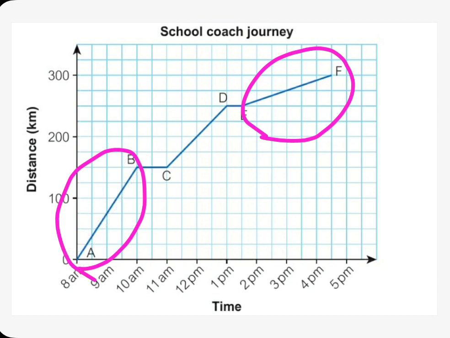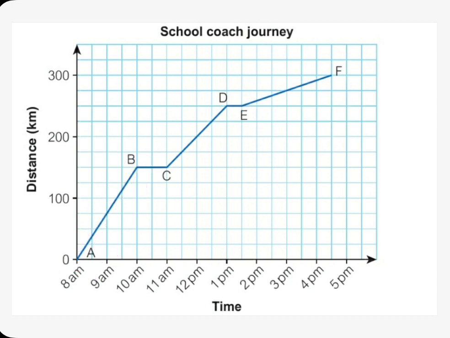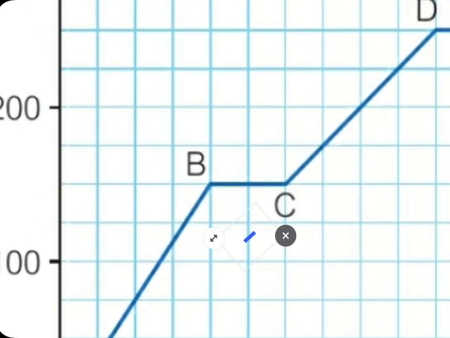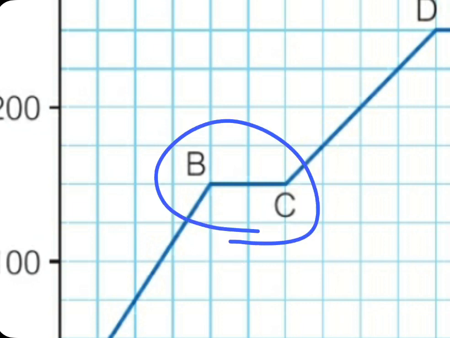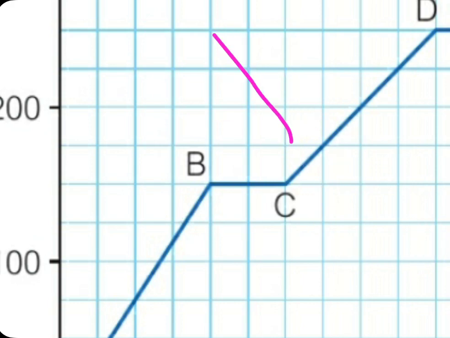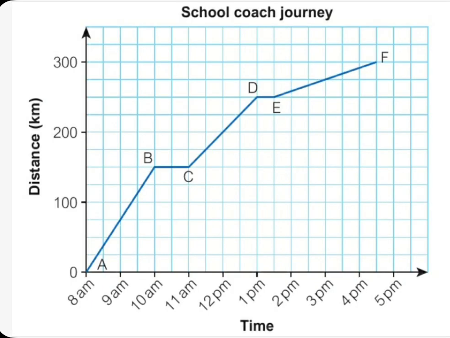Very good. And the horizontal line, as we said here, what does it describe? Very good. It says that you are stopping, not moving. Now, these things are important to describe a journey on a time distance graph.